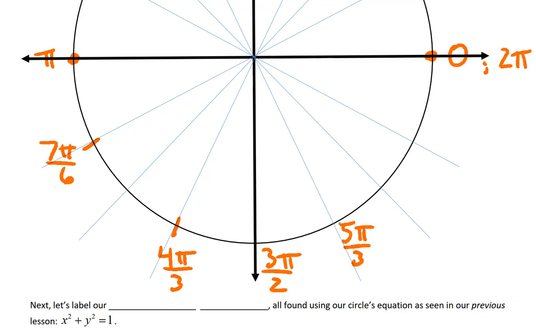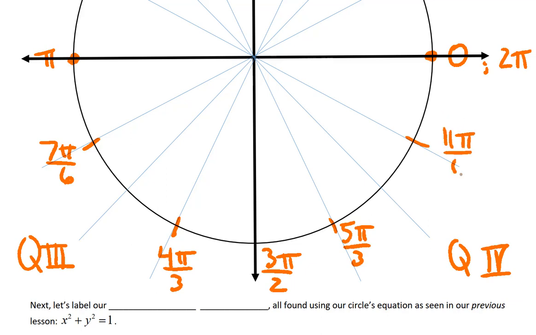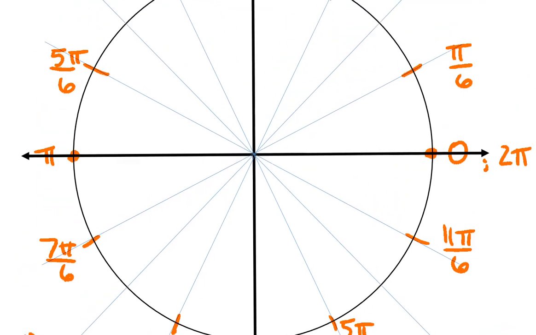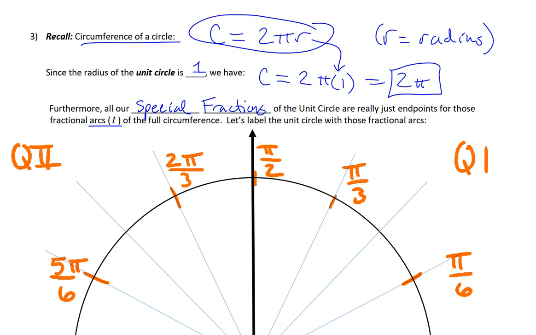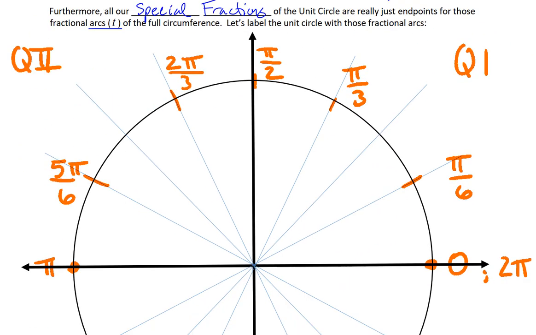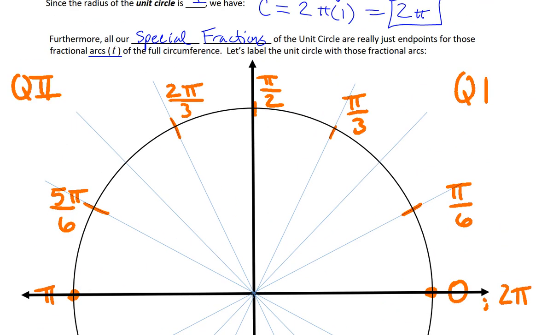pi over 3. We're now here, so we already went through quadrant 3 in the bottom left, now we're in quadrant 4 in the bottom right. 5/3, which is really 10/6, and then we have 11/6, which we'll call 11 pi over 6. Again, all these are mimicking the special fractions that we wrote above, but now we're throwing in pi. Why? Because we're talking about fractions of the full unit circle whose circumference is 2 pi.